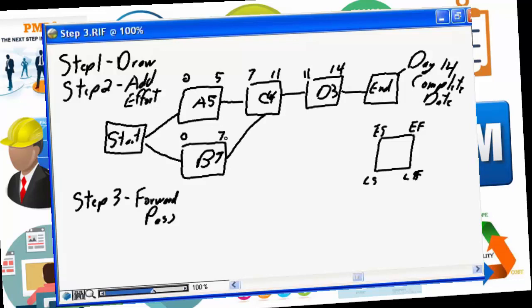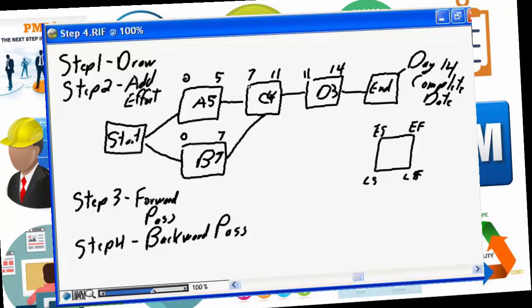That's what the forward pass is going to do. It's going to identify the earliest possible completion date for our project, which is the network diagram, based on the early start and the early finish dates for each of our tasks, taking into account dependencies between tasks. Our next step in our network diagram, step 4, is the backward pass.